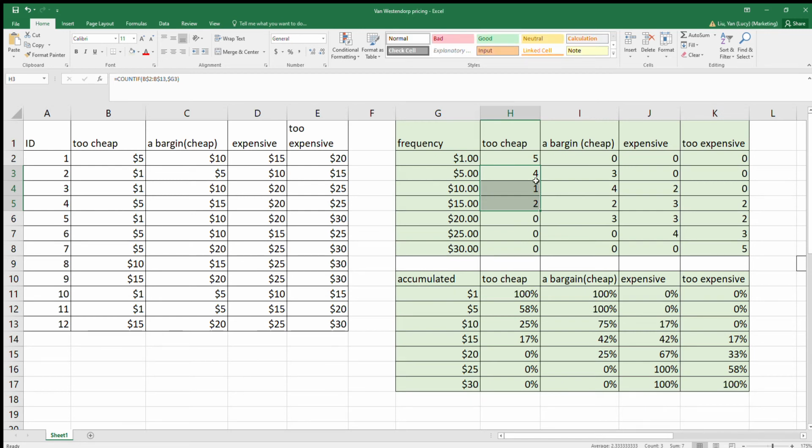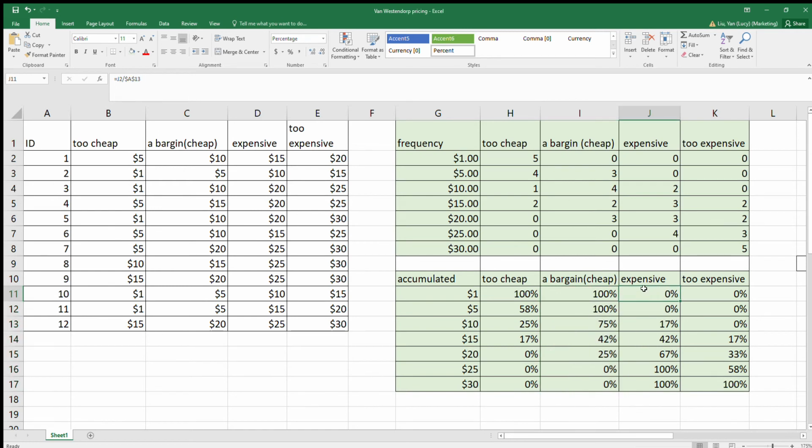So here it is 7 out of 12 responses, so that's 58%. Again, if I think $10 is too cheap, of course I would think $5 is too cheap, because $5 is even cheaper. That is why you need to count everybody who thinks anything above $5 is too cheap. You do the same for the bargain. As you can see a pattern here, as prices go up, fewer people think it's too cheap, and fewer people think it's a bargain.